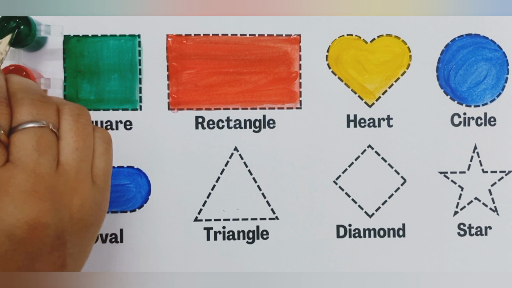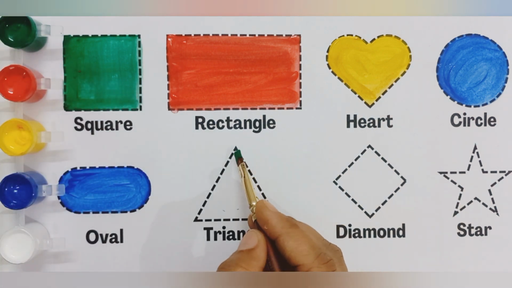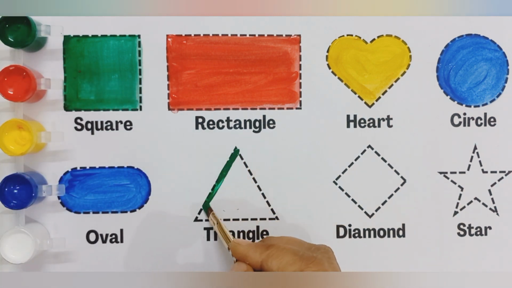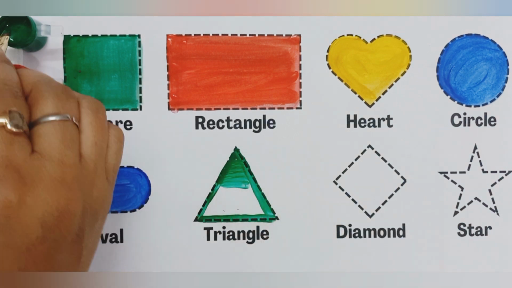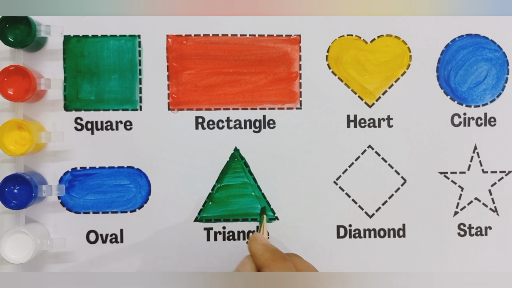This is green color and this shape is triangle shape. Now we are going to fill this triangle shape with green color. This is green color triangle shape.